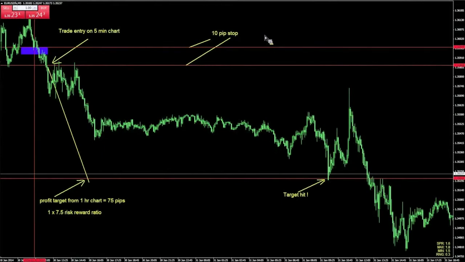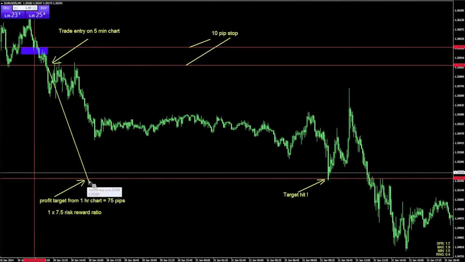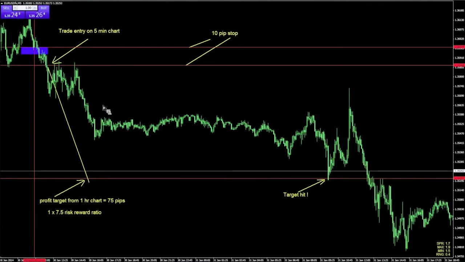The only part of a trade that you have complete control over is your risk. That's the only part. Everything else is pretty much up to the market. And we called this trade. It had a 75 pip potential take profit, and we entered on a 5 minute chart. Now, this 75 pips came from the 1 hour chart. We did a price projection on the 1 hour chart and believed that 75 pips would be our take profit.